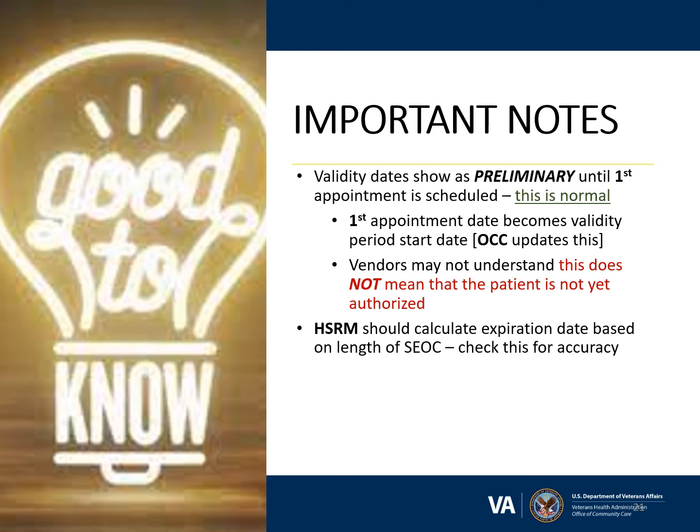So all CEOCs are good for a certain period of time, 30 days, 60 days, 180 days, a year, whatever. All of them have a certain period of time that they're good for. So once we change the appointment date to our new appointment date, HSRM should automatically calculate the new expiration date based on however long that CEOC is supposed to last. Now, whenever we make changes in the system, we always want to click Apply and Update, or those changes may not hold.